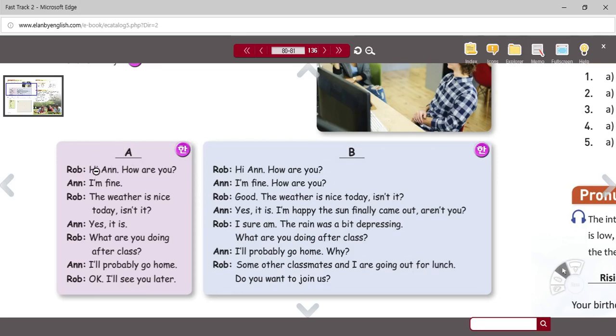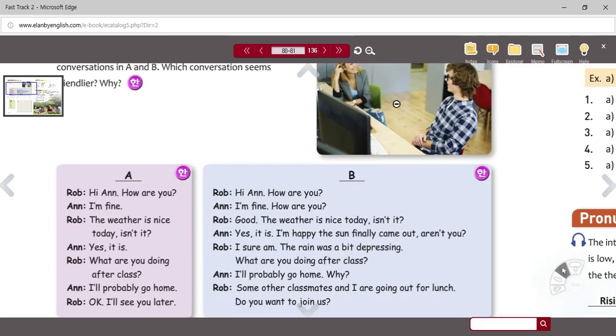I'll just read out A. Rob says, "Hi, Anne. How are you?" "I'm fine." "The weather's nice today, isn't it?" "Yes, it is." "What are you doing after class?" "I'll probably go home." "Okay, I'll see you later."